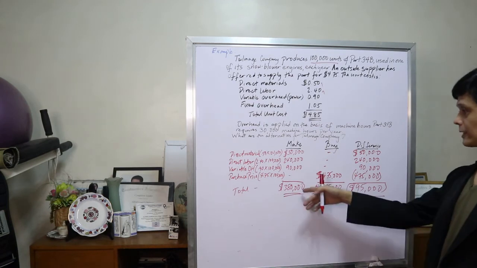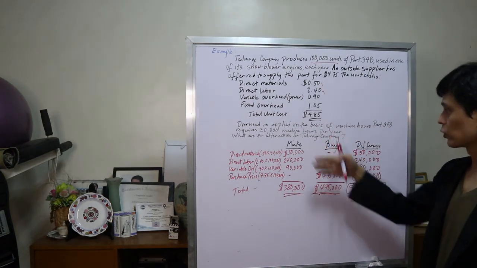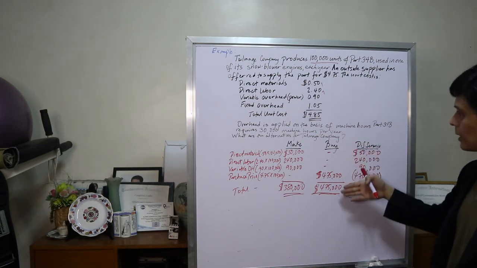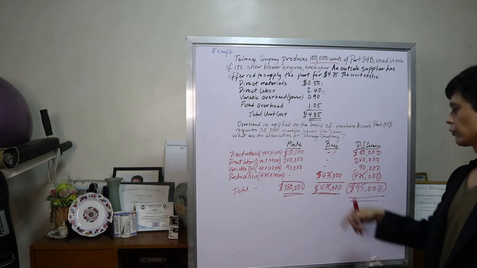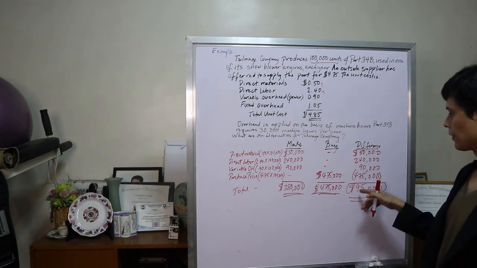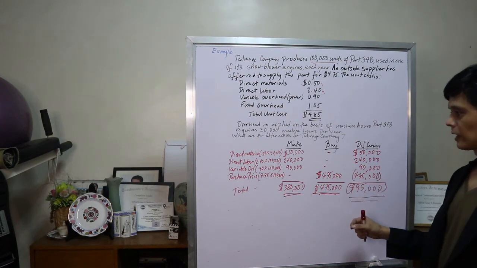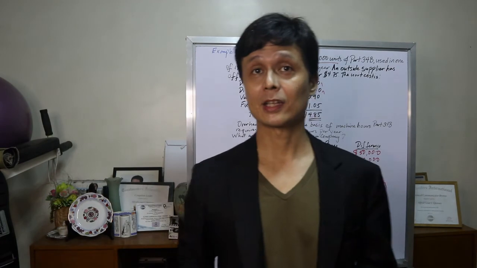As we can see here, 380,000 lang yung magagastos nila if they're going to make it. And if they're buying it, they would spend $475,000, which is about a $95,000 difference. Now, the best alternative here is to make it in-house.